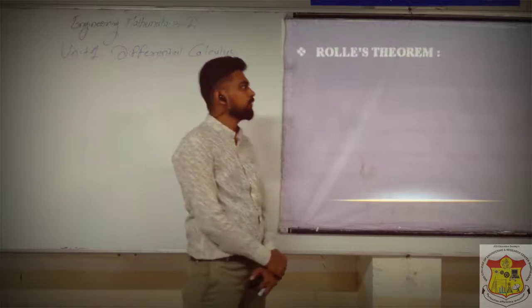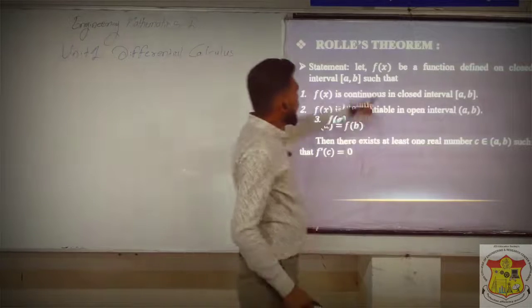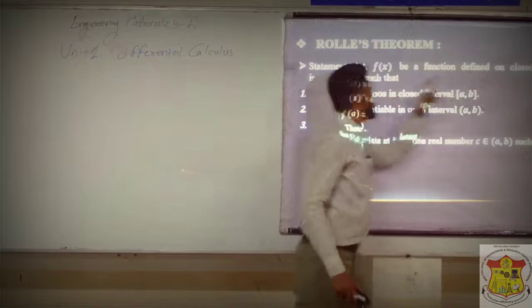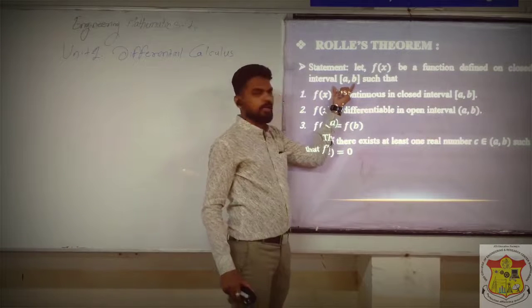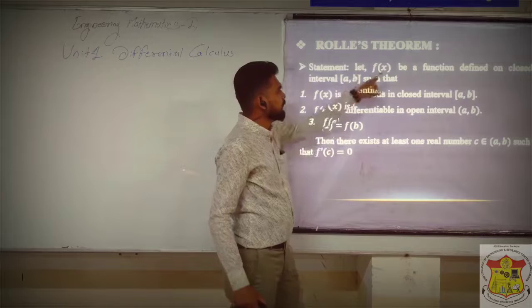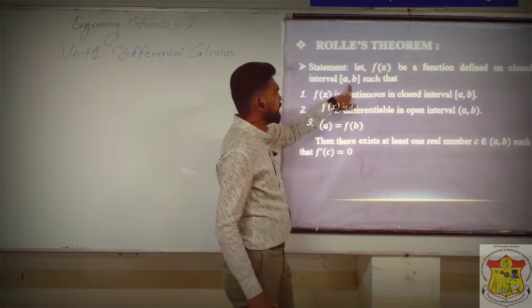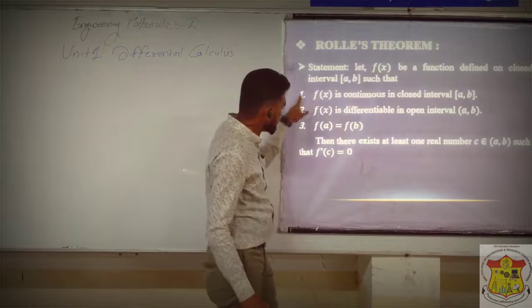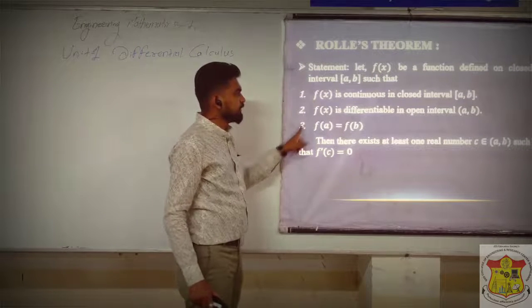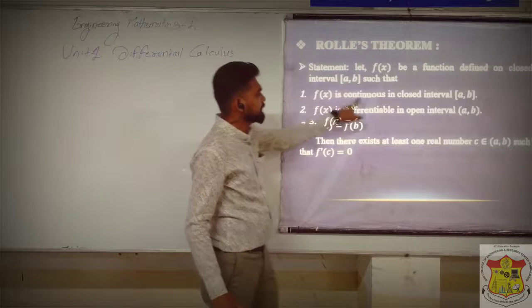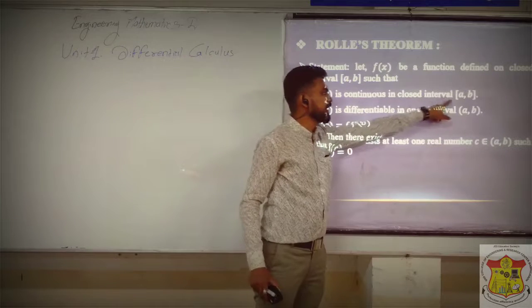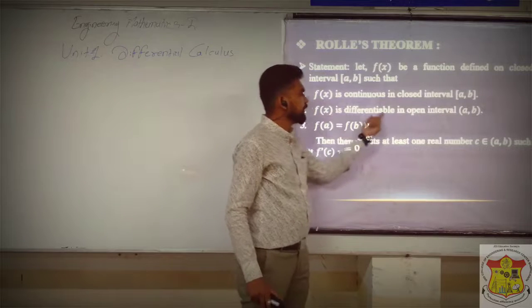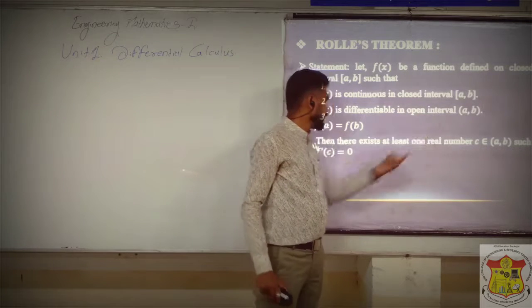See the statement of Rolle's theorem. f of x is a function defined on the closed interval [a, b], such that this function f of x satisfies these three conditions. First condition: f of x is continuous in the closed interval [a, b]. Second: f of x is differentiable in the open interval (a, b).